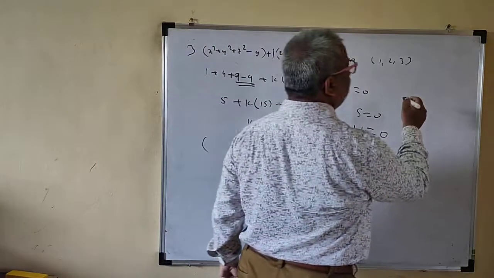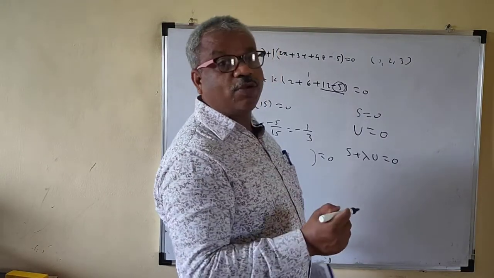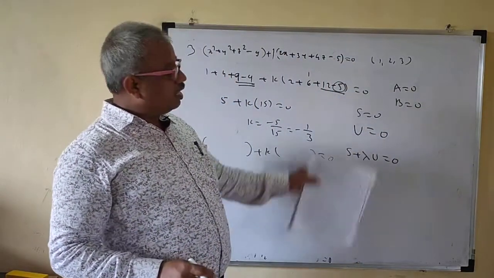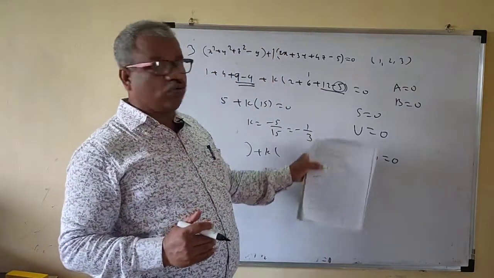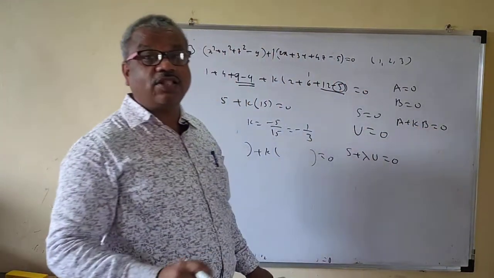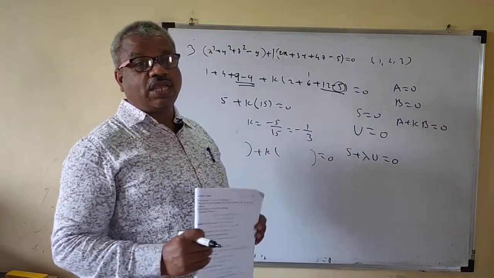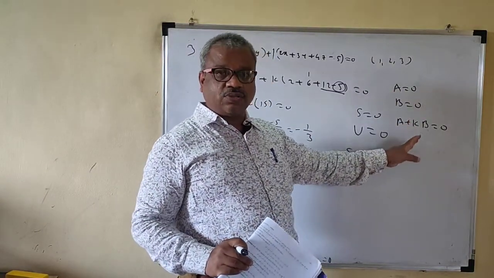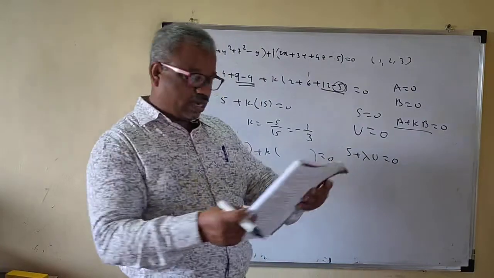Okay. So the equation of the plane containing the line of intersection of the planes. Suppose these are the planes, and you want to find the equation of the plane containing the intersection of these two planes. That is A plus kB is equal to 0. This A plus kB is equal to 0 represents the equation of a plane passing through the line of intersection of the planes A is equal to 0 and B is equal to 0. Okay, so note this.